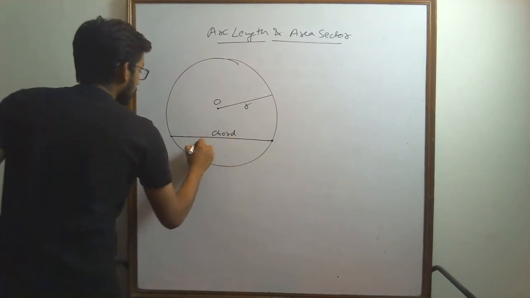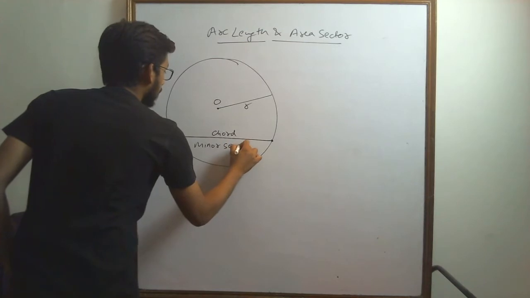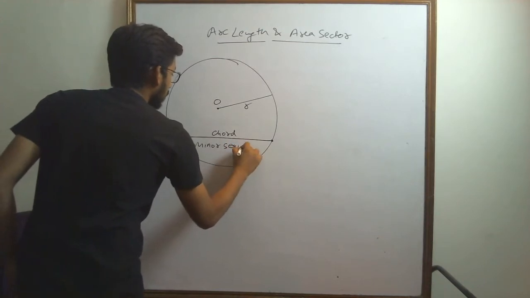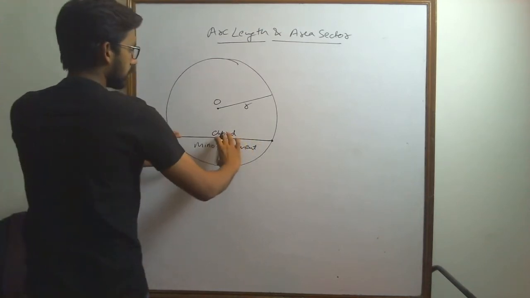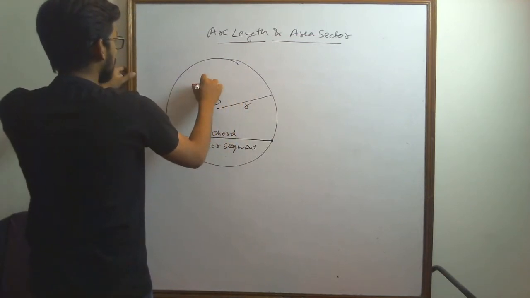This part is known as the minor segment, as it is less than half of the circle, as it is a smaller one. This is a larger one, so this is known as the major segment.